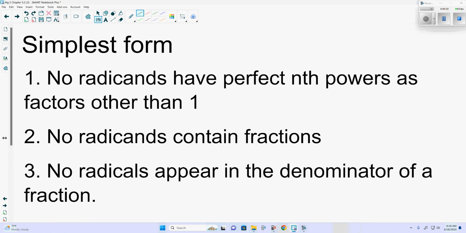No radicand can contain fractions. We can't have a fraction inside the radical. And no fraction or radical can appear in the denominator of a fraction. That's why number 1, 1 over 6 to the 1/2, 1 over the square root of 6 was not right. We had to fix it.